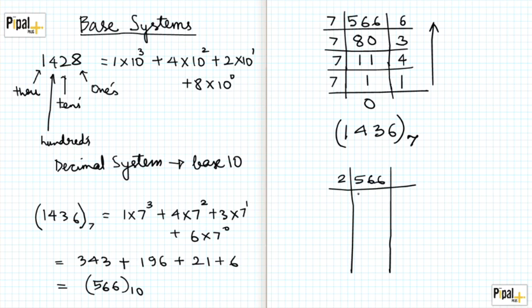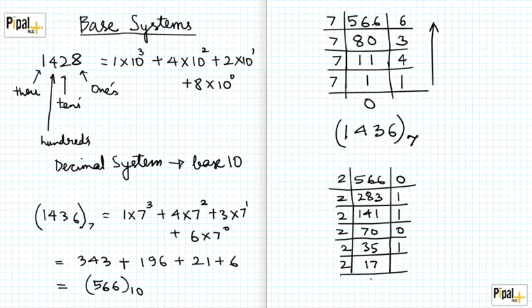So 2 4s are 8, 2 8s are 16, so there's no remainder, it gets divided completely, so 0. Then divide by 2 again, and this time we have 1 remainder. Then 2 7s are 14, 1 remainder. Then 2 3s are 6, no remainder. Then 2 1s, 1 remainder. Then 2 8, 1 remainder, right?